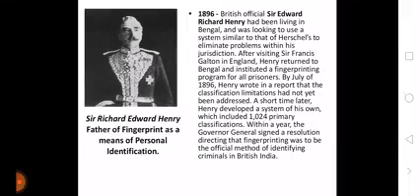By July of 1896, Henry wrote in a report that the classification limitations had not yet been addressed. A short time later, Henry developed a system of his own, which included 1,024 primary classifications. Within a year, the Governor-General signed a resolution directing that fingerprinting was to be the official method of identifying criminals in British India.